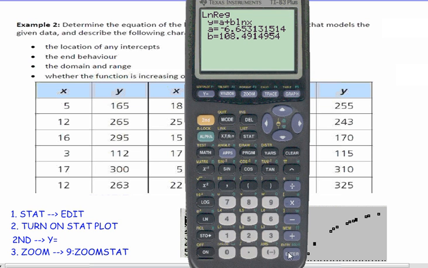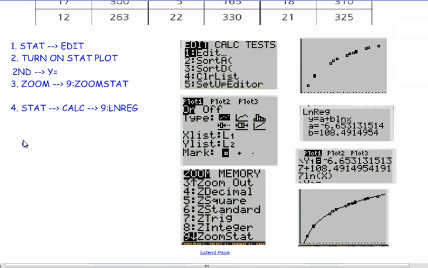Let's write this down. So the equation is going to look like this: a plus b times the natural log of x. So our a value is negative 6.65. So it becomes y equals negative 6.65 plus, check your sign for your b value. My b value is 108.49. If it was negative, I would write minus instead. 108.49 natural log of x. So that's the equation of the log regression.